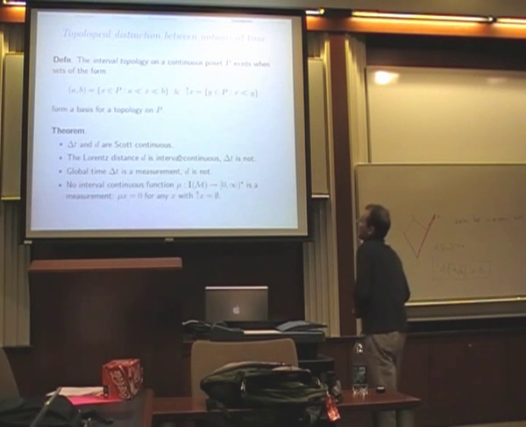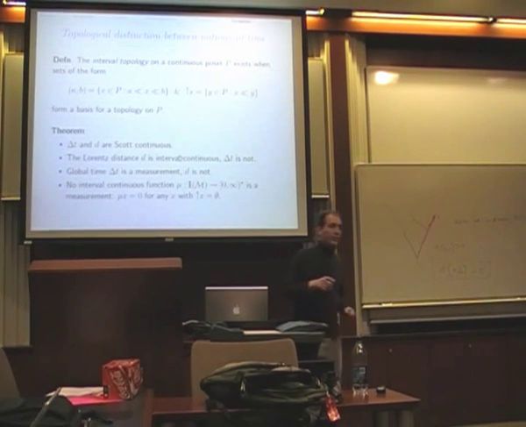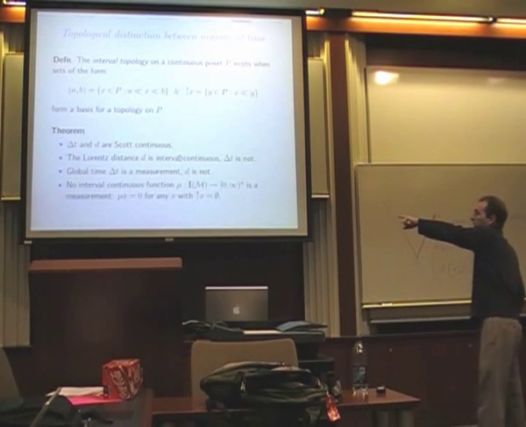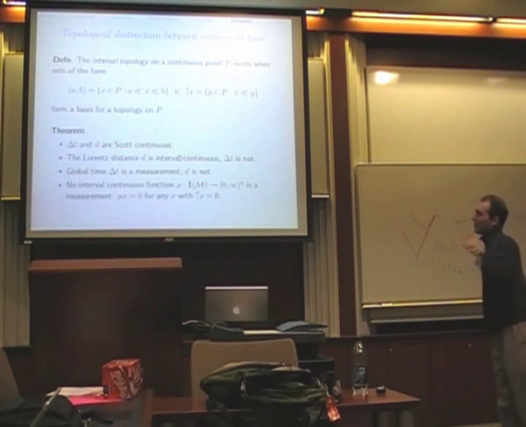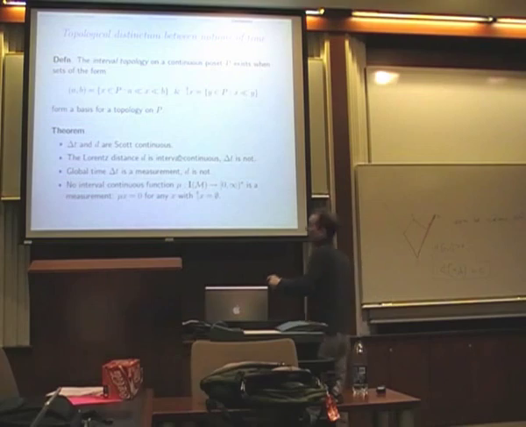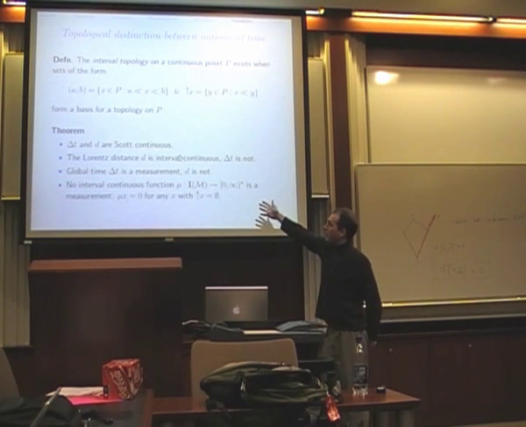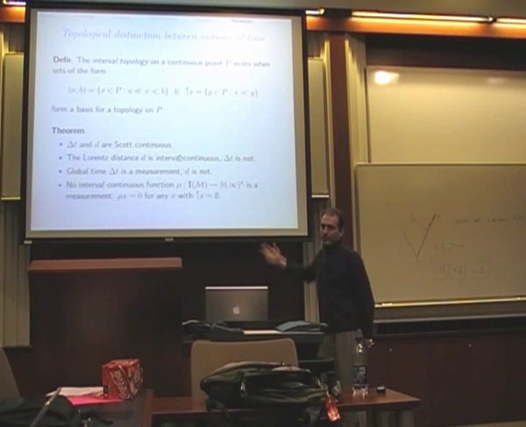All right, then here's what you can prove. The first thing we already know: global time and relativistic time are both Scott continuous. The second thing: the Lorentz distance is interval continuous, but Newtonian time is not. The third thing is that Newtonian time is a measure of information content, but the Lorentz distance is not. And here's the really deep thing. Why does some of this happen?